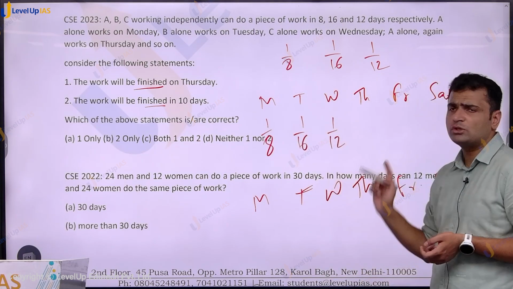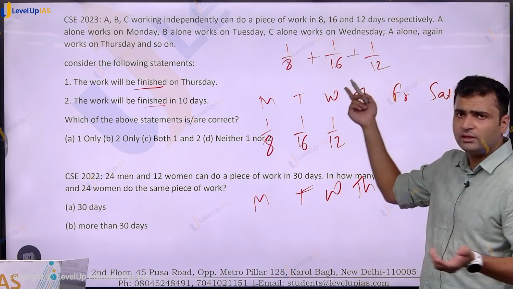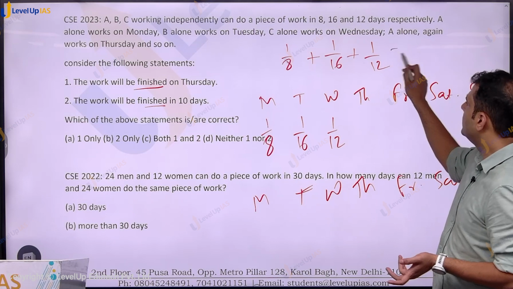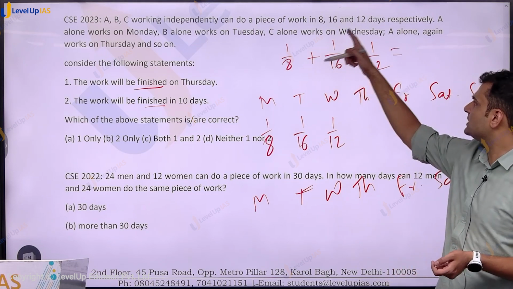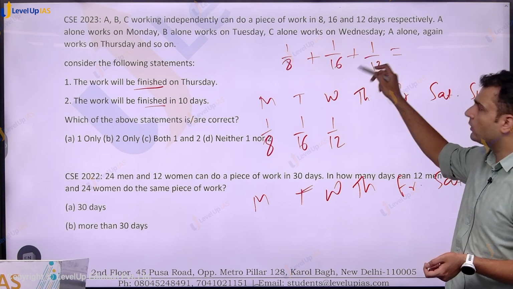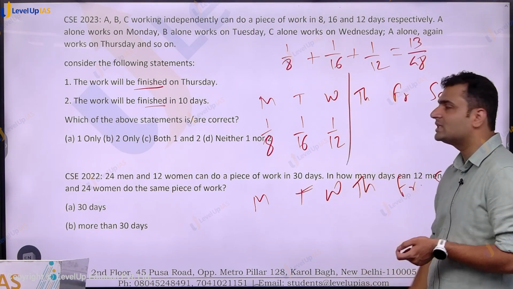So in 3 days how much total work has been completed? 1/8 plus 1/16 plus 1/12. That much work is completed now. How much is this? LCM is 48. So 6 plus 3 plus 4. So 13/48 work is completed after Wednesday.